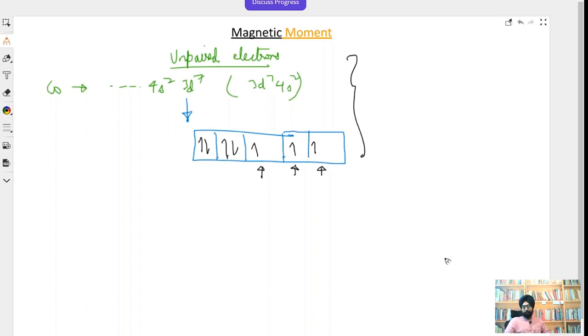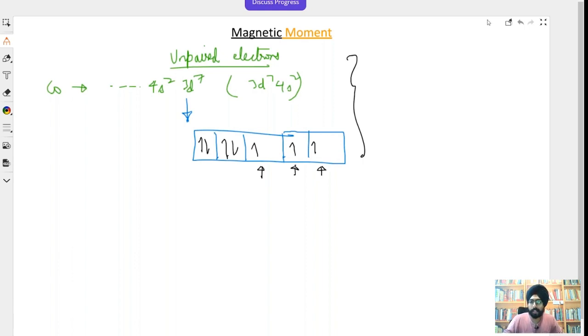Anyone? Does anyone remember this formula? No one remembers this formula. Interesting. So I'll tell you. Yes, Rohit, you are correct. Khushgam has also given the definition of magnetic moment. Anyway, you'll study about it in physics.